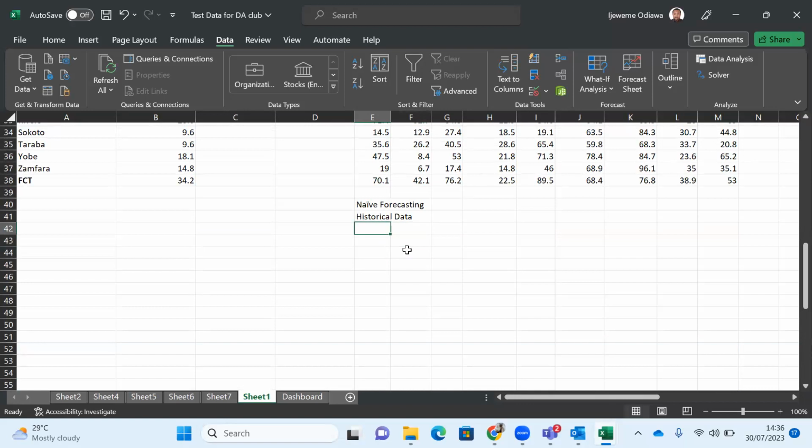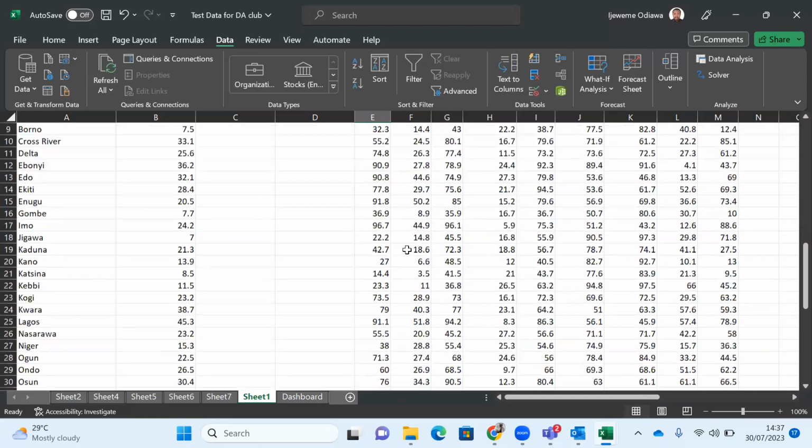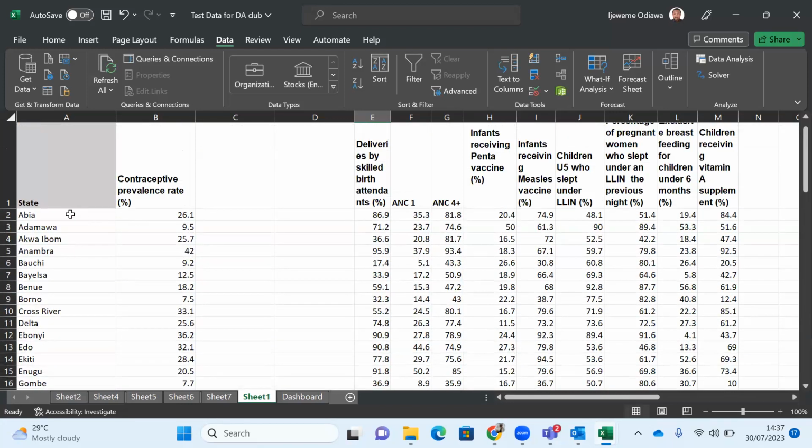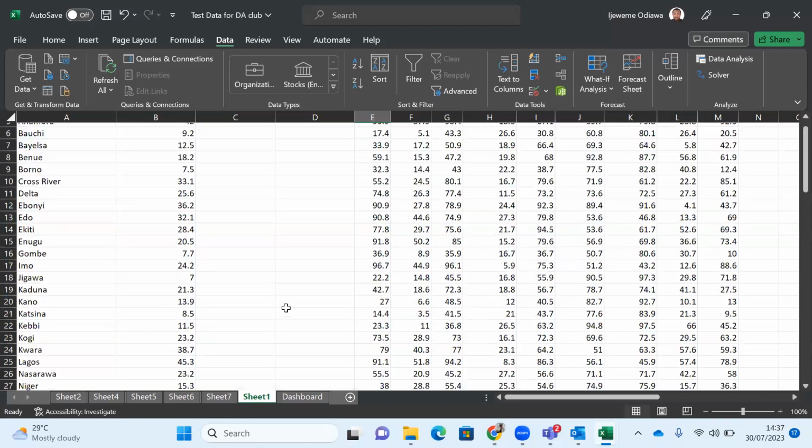So first, you will hear things like training data. You will train data, right? You will train it. Then you will test it. You will test the data based on how you have trained it, right? So if we had historical data for a state, for example, the contraceptive prevalence data in Abia State for the past 10 years, we would have been able to do that.